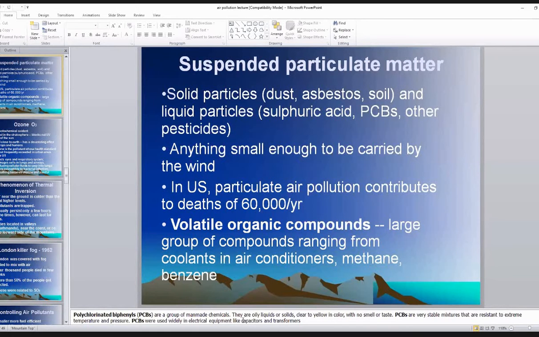PCB, you will see, stands for polychlorinated biphenyls. Polychlorinated biphenyls are a group of man-made chemicals. They are oily liquids or solids, clear to yellowish in color with no smell or taste. PCBs are very specific, and they are being used widely in electrical equipment like capacitors and transformers.